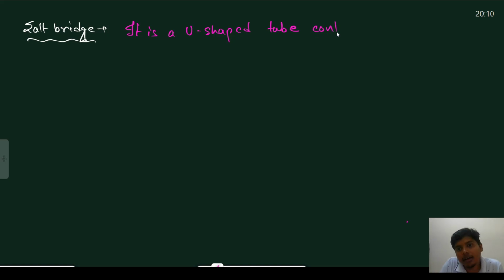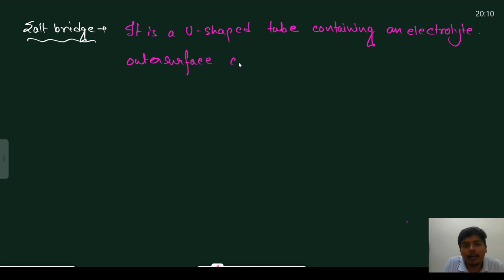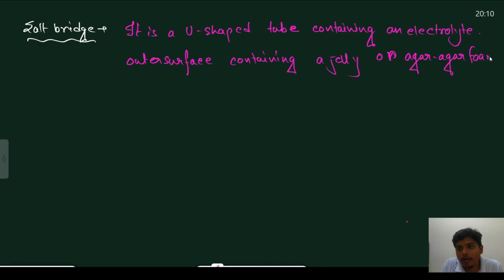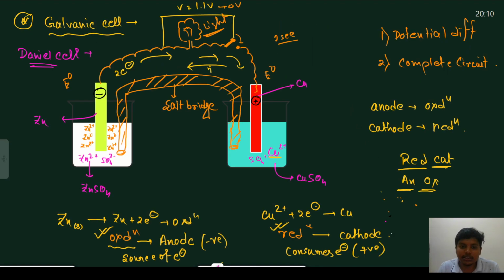A tube containing an electrolyte, and the outer surface containing a jelly, or agar-agar form. Listen to this. This is a salt bridge. Inside, some electrolytes are there.